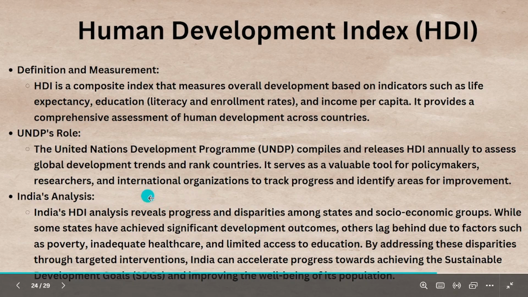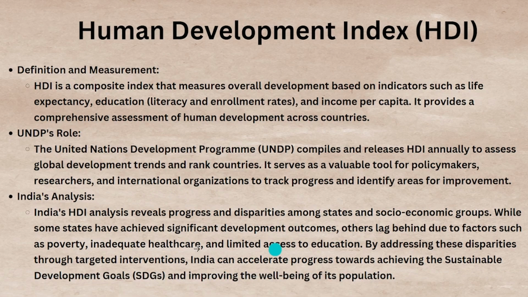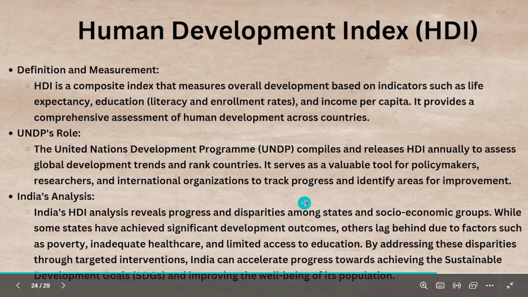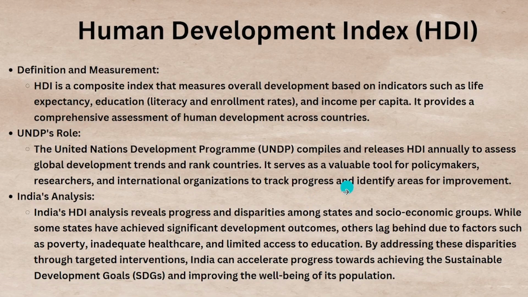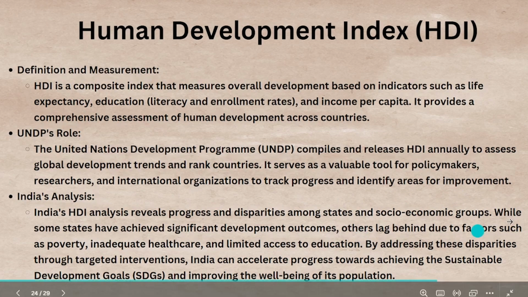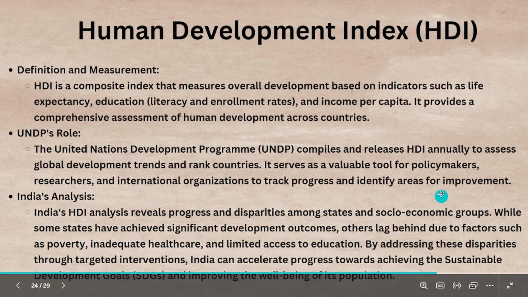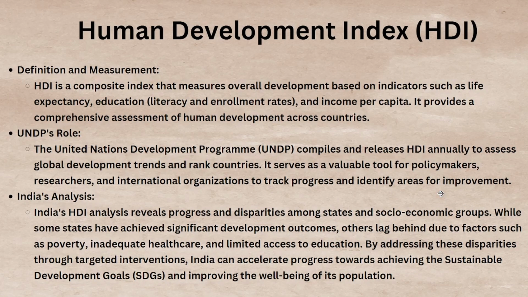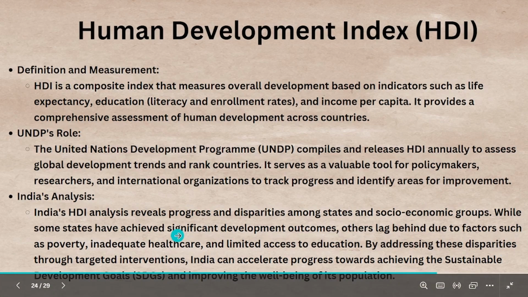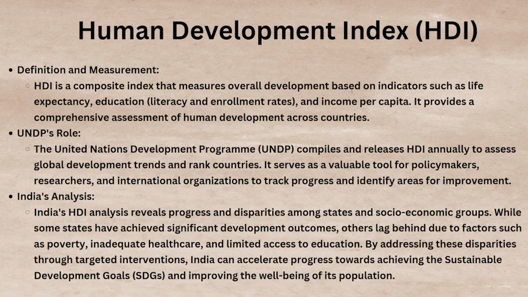India has progress, which means India is improving, and disparities, which means we have a lot of differences among states. Like one state is developing so much, some states are not developing. Socioeconomic groups, these we have because India is a very complex thing. While some states have achieved significant development outcomes, others lag behind due to factors such as poverty, inadequate healthcare, limited access to education. Same reasons which I have discussed before. These are the reasons for India's backwardness.